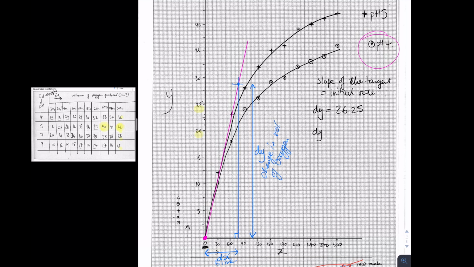the initial rate. So my dy is 26.25 centimeters cubed of oxygen, and losing it slightly, dx. What's my change in time? So how long would it have taken at that rate to produce 26.25 centimeters cubed of gas?